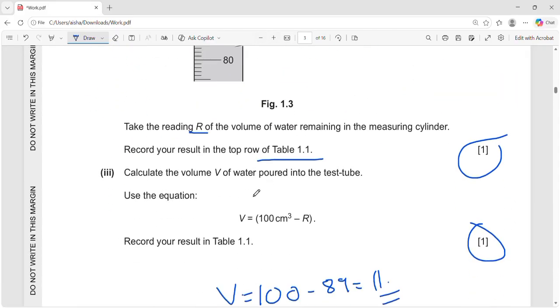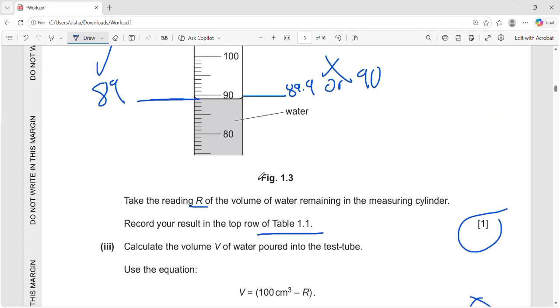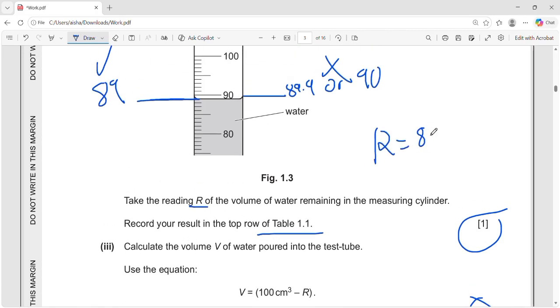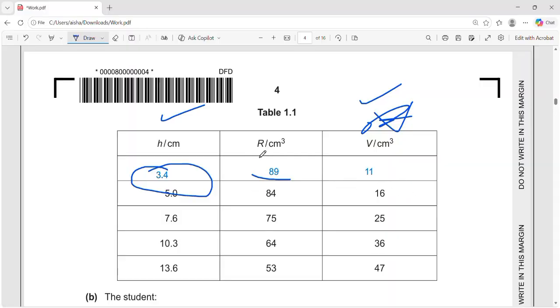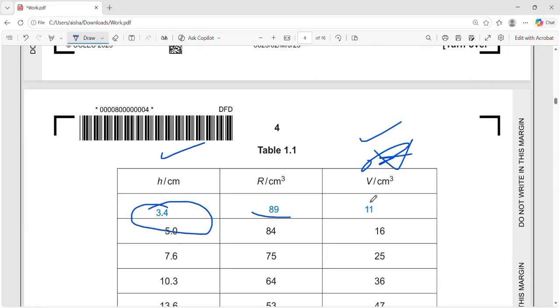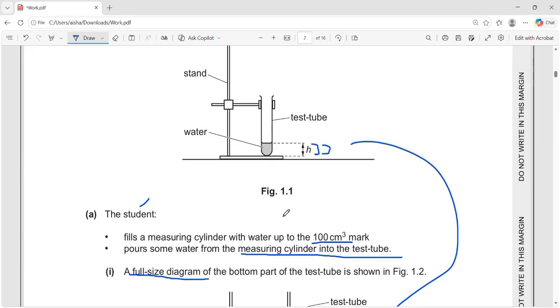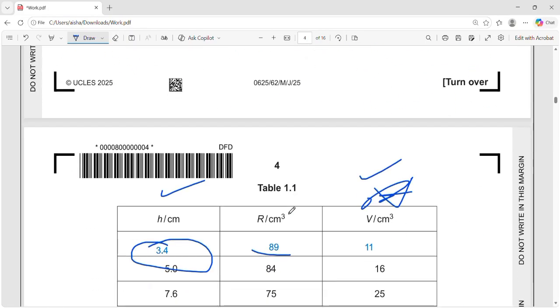Then calculate the volume V of the water poured into the test tube. Use the equation V is equal to 100 minus R. Now you take the reading, you know R is equal to 89. We also have to put it over here, 89. Okay, now to calculate V, or basically the volume, you do 100 minus 89, which is 11, and then you put it here. So you have gotten all of these marks. Okay, it's really important that you get this correct, otherwise the consecutive questions will get you the wrong answers as well. Okay, so you have done this.